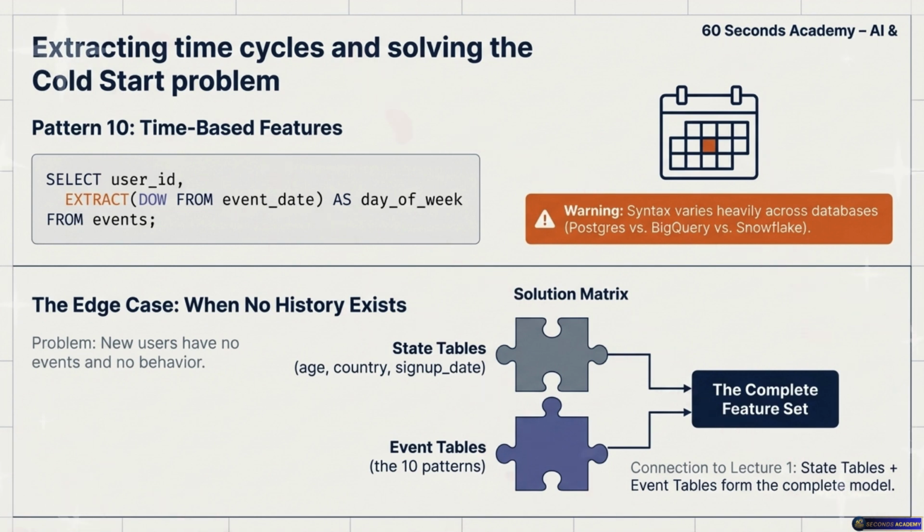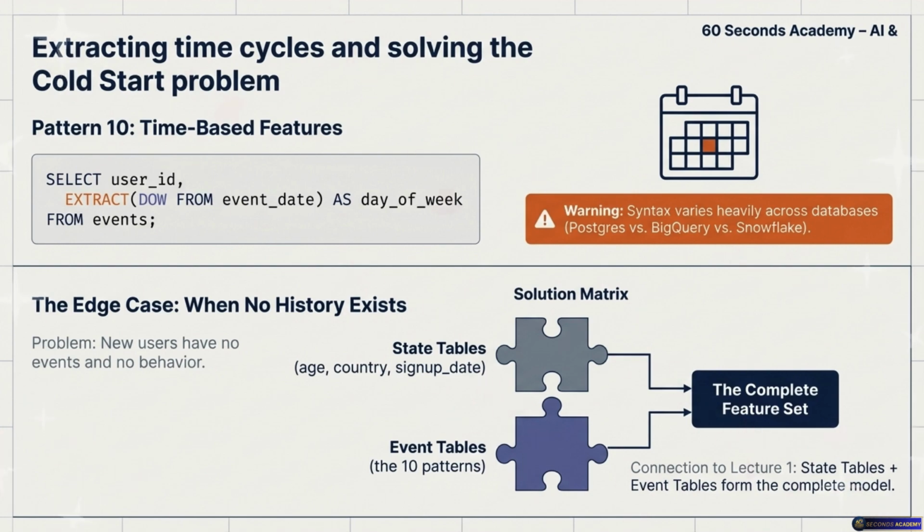It's why every robust ML system requires both. State tables plus event tables equals a complete feature set. If the event table is completely empty for a new user, the pipeline falls back on the state table to make its initial predictions until that user starts generating enough event data to populate the behavioral features. It's like making assumptions about the new kid in school based on what city they moved from, just until you actually get to know their real personality. That's a great way to put it.